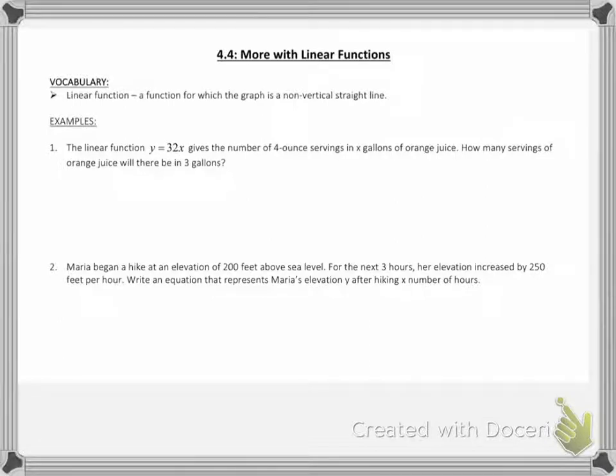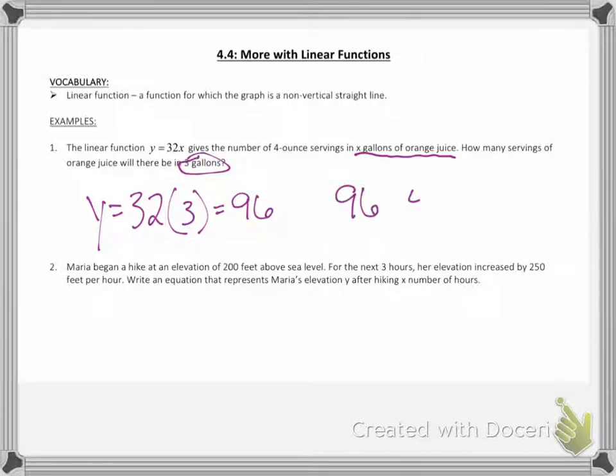The linear function y equals 32x gives the number of 4-ounce servings in x gallons of orange juice. I see x gallons of orange juice. That's probably important. How many servings of orange juice will there be in 3 gallons? Well, x tells me the number of gallons of orange juice, and I tell you there are going to be 3 gallons of orange juice served. So if I want to figure out how many servings there are, all I've got to do is plug the 3 in for the x. That tells me y is going to equal 96, which means there are 96 4-ounce servings.